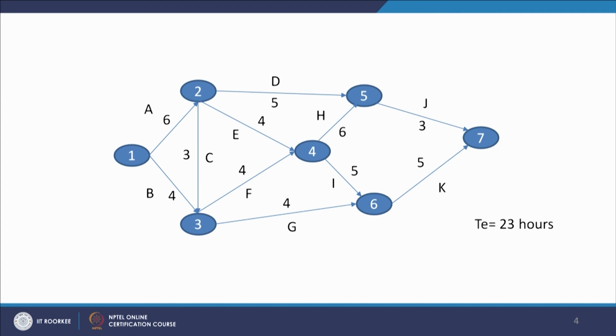So we can see A, C, F, I and K is giving us the critical path, that is 23 hours. Sorry, I think I have said days. Our current project is in hours. So it is 23 hours: 6 plus 3 plus 4 plus 5 plus 5. Activities A, C, F, I and K is our critical path in this network.